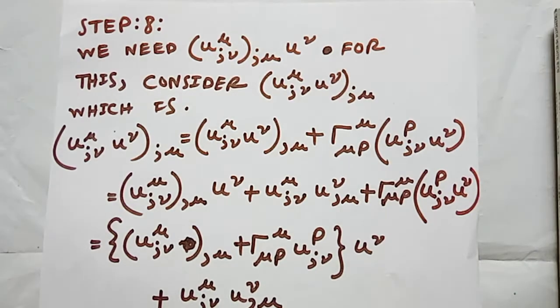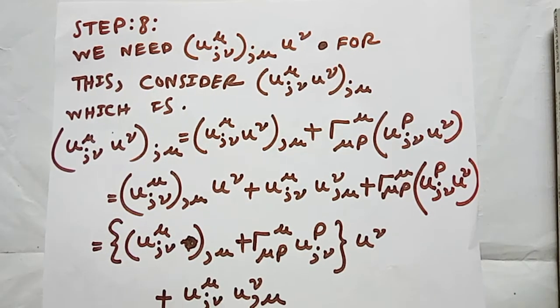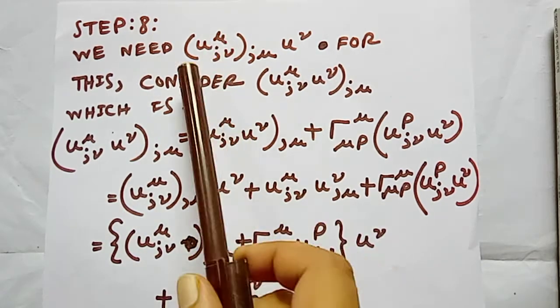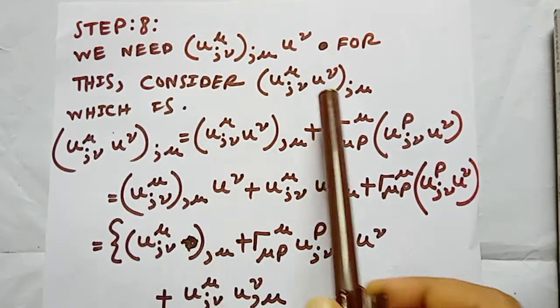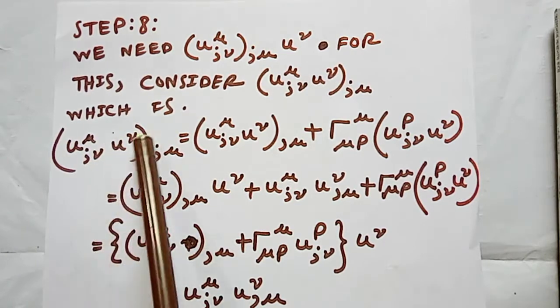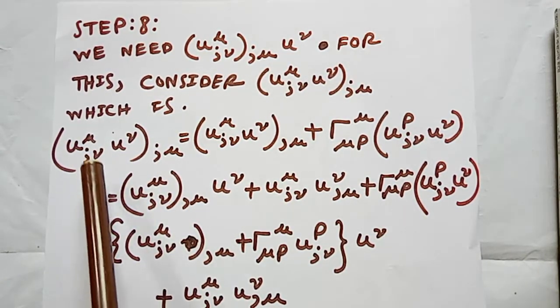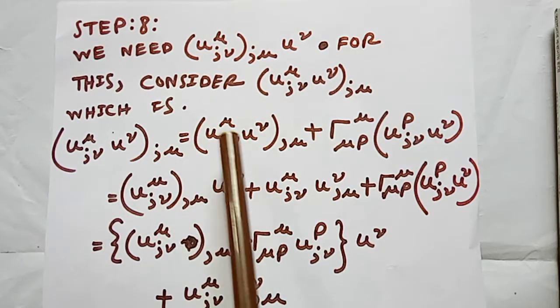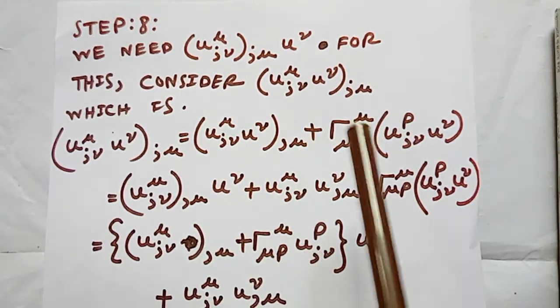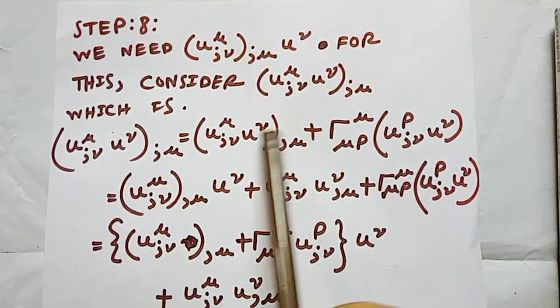Now step 8. We need u mu nu mu u nu considered to be u mu nu u nu mu, which is u mu nu for the concept to be this, and which is u mu nu u nu u. This is the covariant derivative. This symbol means covariant derivative. Mu equal to u nu mu. This is the ordinary derivative. Okay, this is the ordinary derivative.